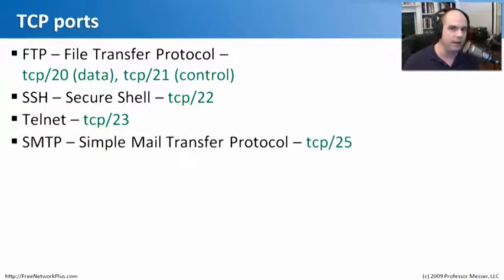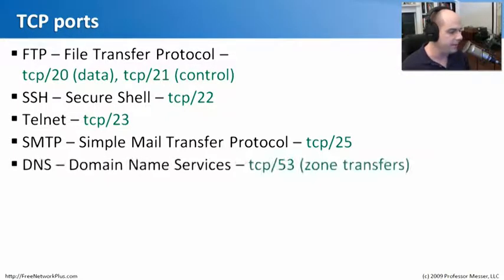SMTP is seen quite often. This is the way that our mail systems transfer mail from site to site, from location to location. It's called Simple Mail Transfer Protocol, and it uses TCP port 25. TCP port 53 is used for DNS, domain name services. And this TCP port is used for zone transfers.